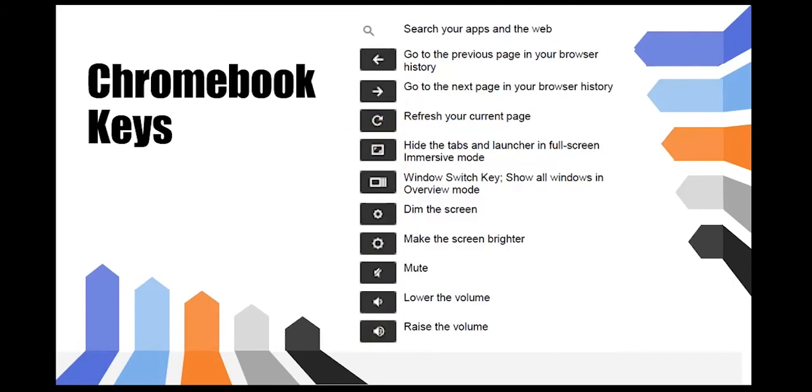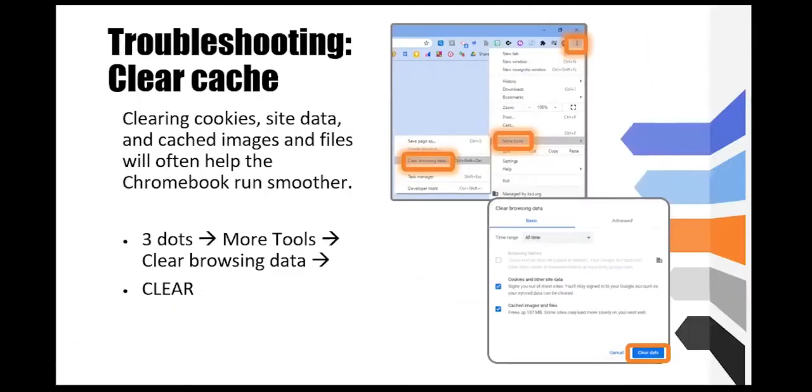All right, up next, let's talk about troubleshooting. If your Chromebook is kind of laggy or moving slowly, these are the things I would like you to try. First, try clearing your cache. This means it clears website data, cookies, images that are saved to your computer when you visit websites. And it's very easy to do, very easy to clear.